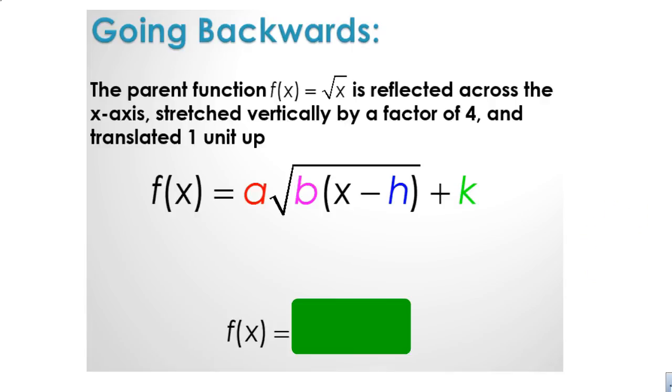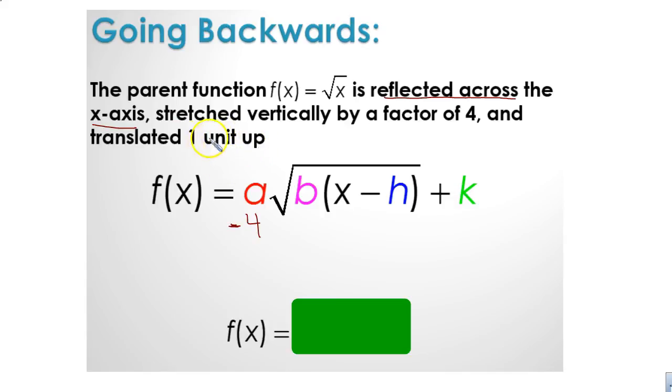All right, going backwards, sometimes we're going to be given some text and we have to plug the right things into the function. So here we have a parent function, f of x equals the square root of x. We know that it's reflected across the x-axis. So if it's reflected across the x-axis, it's going to be outside. That's a negative a, right? So we know we have a negative a outside. It stretches vertically. Vertically is up and down. That's outside of the radical. So that's going to be a stretch by a factor of 4. Well, outside doesn't behave weird, so that's just going to be a 4 out there. And it's going to translate up 1 unit.